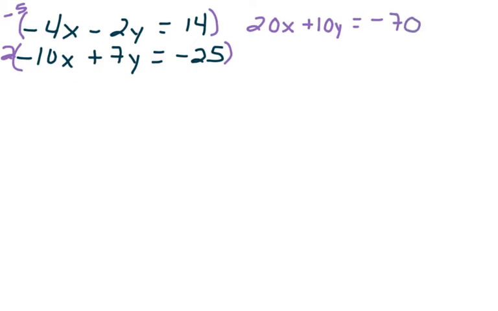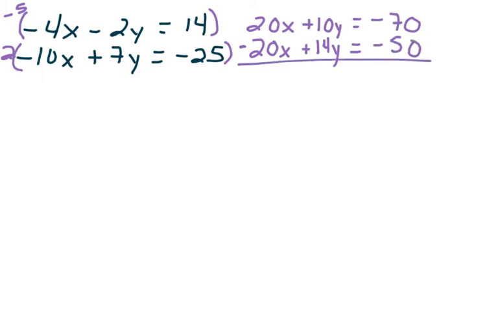In my second equation, I'm multiplying just by 2. 2 times -10x is going to give me a -20x. Remember, we needed that because those are opposites and they will eliminate. 2 times 7y is +14y. And 2 times a -25 is going to give me a -50.